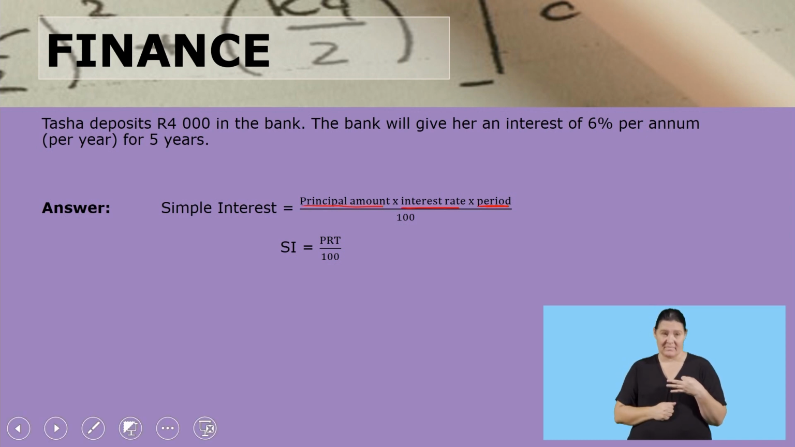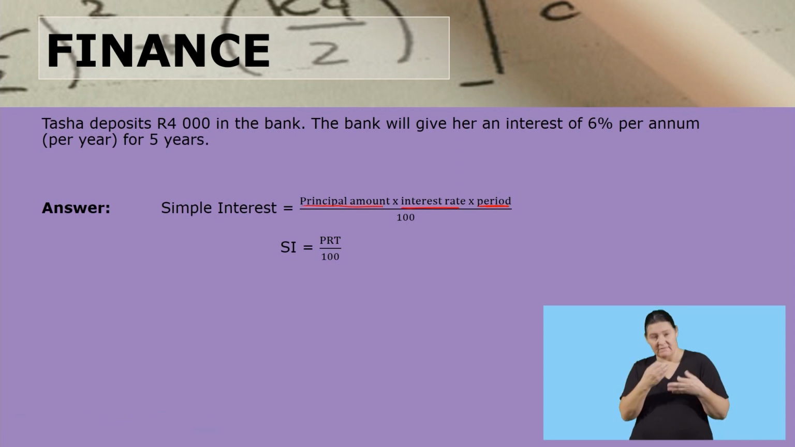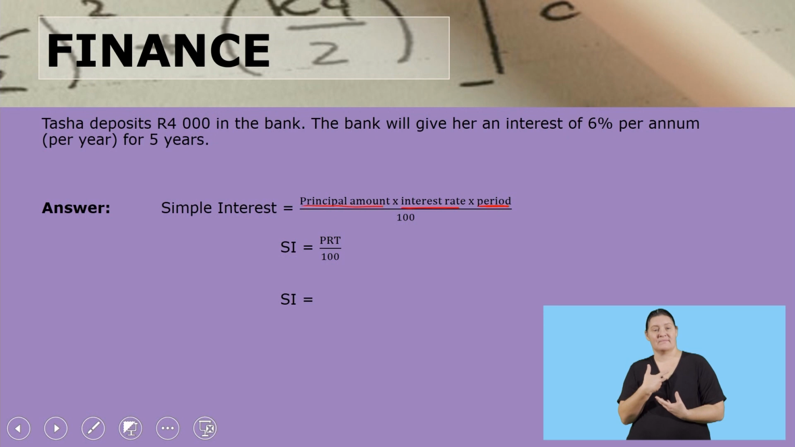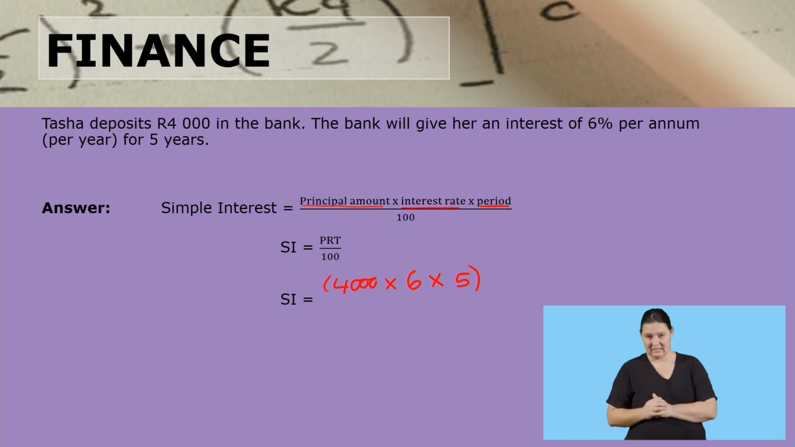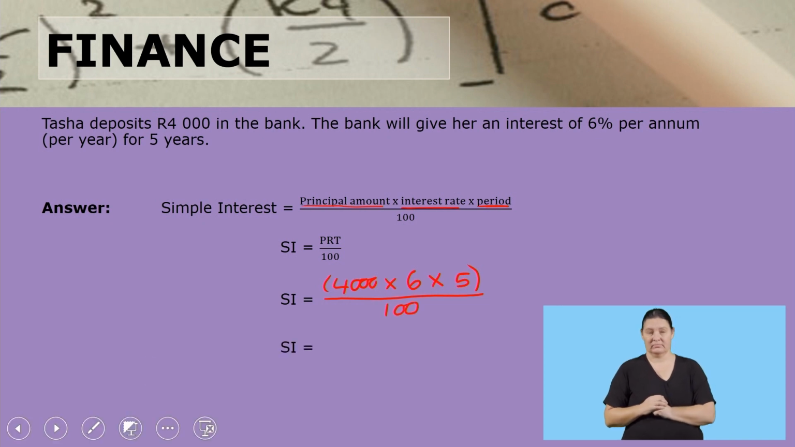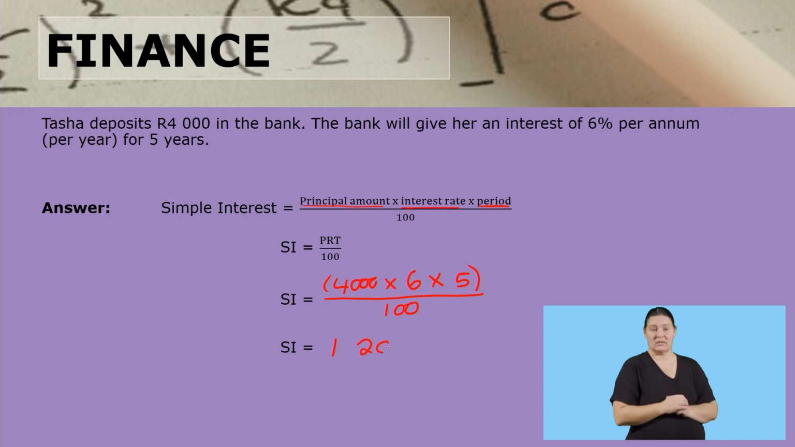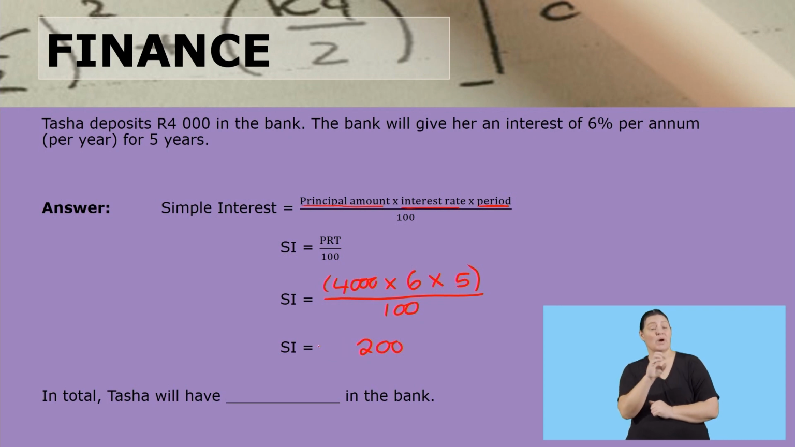So when we go and we substitute those values, remember, we have 4,000 rands, and can you see how I am using brackets? That is going to be 4,000 rand multiplied by 6 for our interest rate, multiplied by 5 for our period. And when we divide all of this by 100, that should be giving you an answer of 1,200. So remember, this 1,200 is the interest.